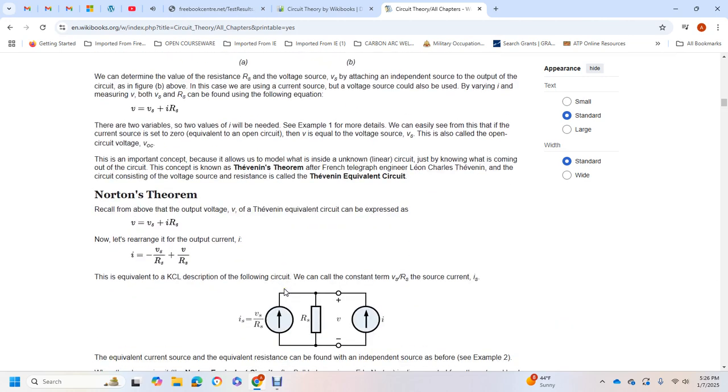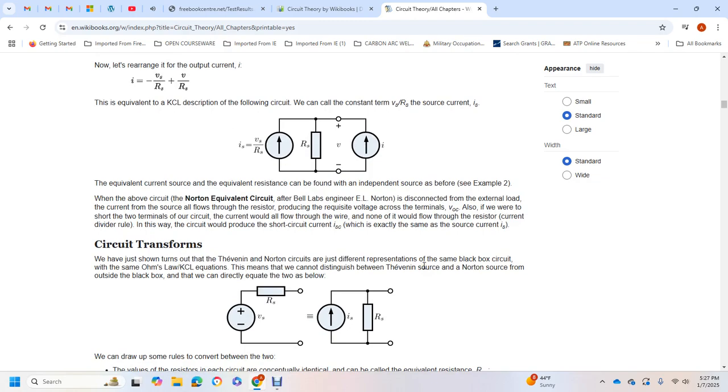Norton's theorem. Recall that the output voltage of the Thevenin equivalent can be expressed as voltage equals the source voltage plus the amperes times the resistance value. Now let's rearrange for the output current. The current is equal to the source voltage over the source resistance, minus the output voltage over the resistance. This is equivalent to a KCL description, with the source voltage over the resistance giving the source current IS. The equivalent current source and equivalent resistance can be found with an independent source, as in example 2.